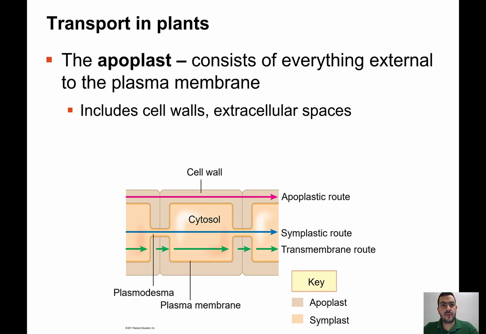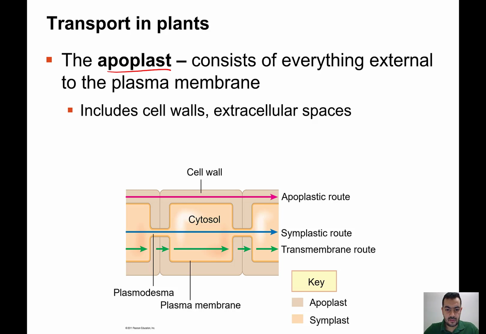We have already covered this in the previous video, the types of transport in plants, and I'm just showing this slide as a reminder. So we already mentioned that we have two main types of transport. Before going to the types of transport, let us remind ourselves about the keywords. So we have the word apoplast. Apoplast consists of everything external to the plasma membrane.